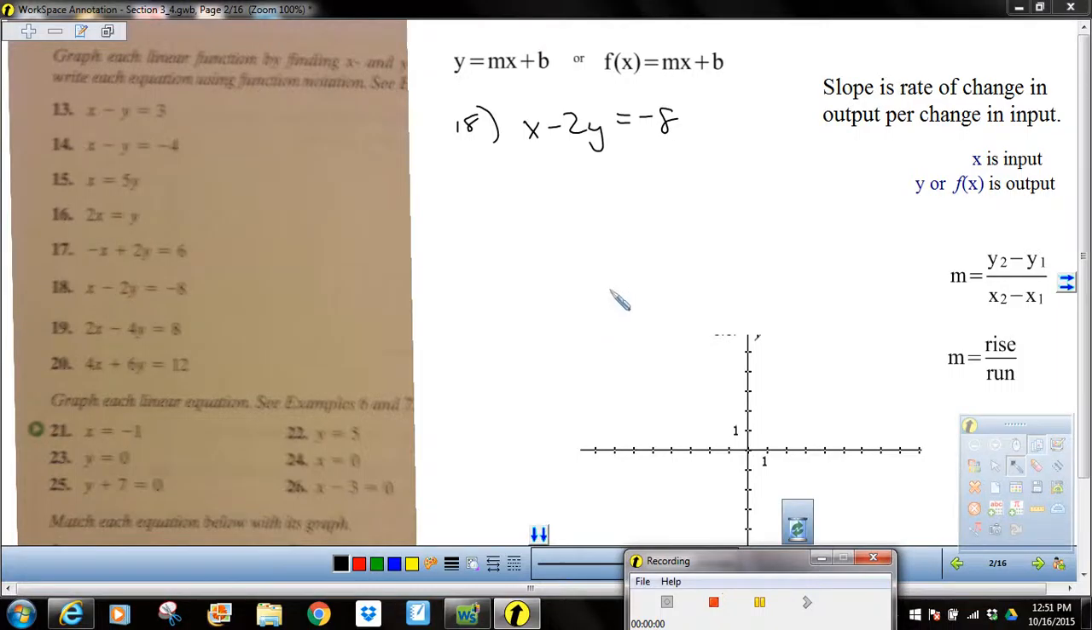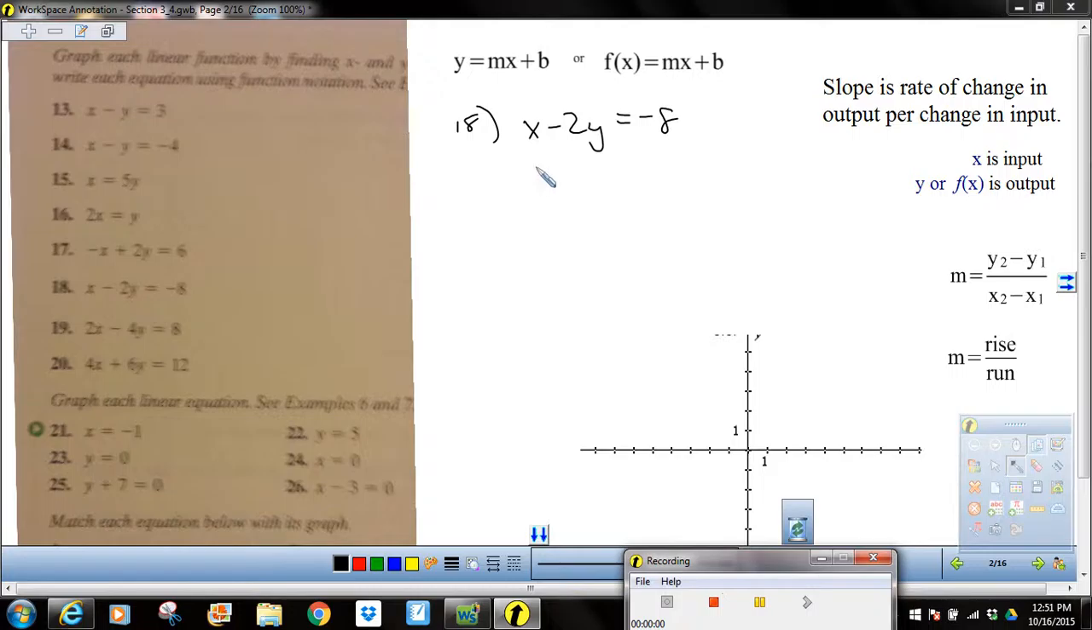This is the second video on Lesson 3.3. We're doing graphing linear equations. The method we're using in this section right here is finding the x and y intercepts. And like I said before, we would prefer to have it in slope-intercept form, but if you're in standard form like this right here, sometimes finding the intercepts is a little bit easier.